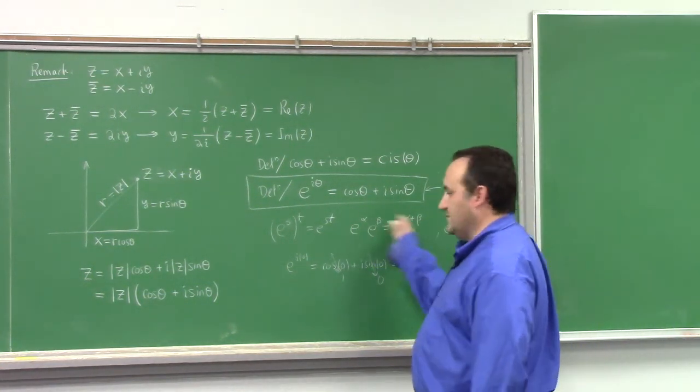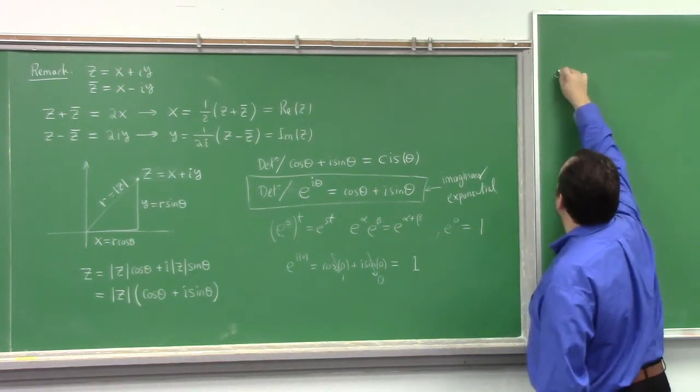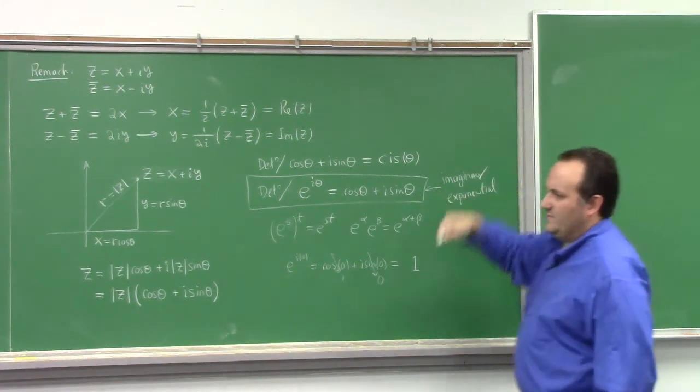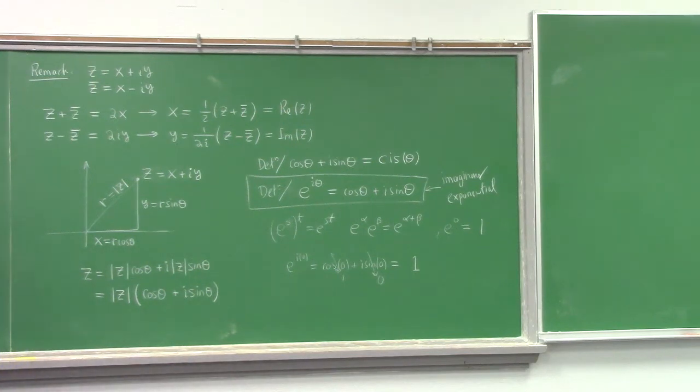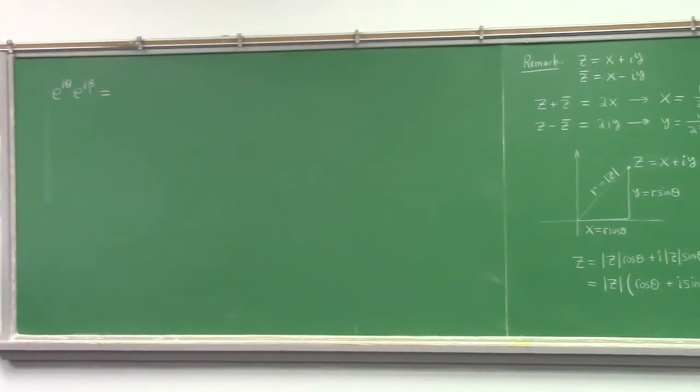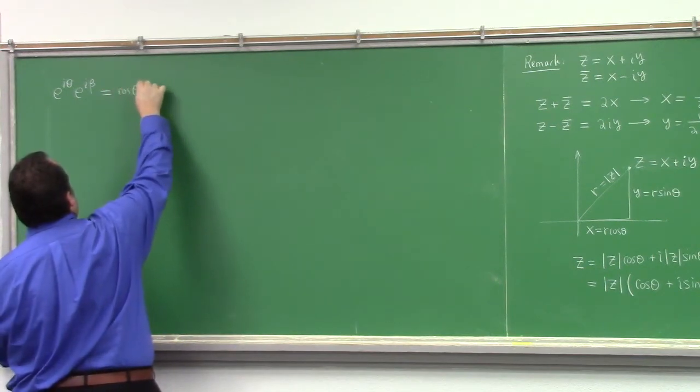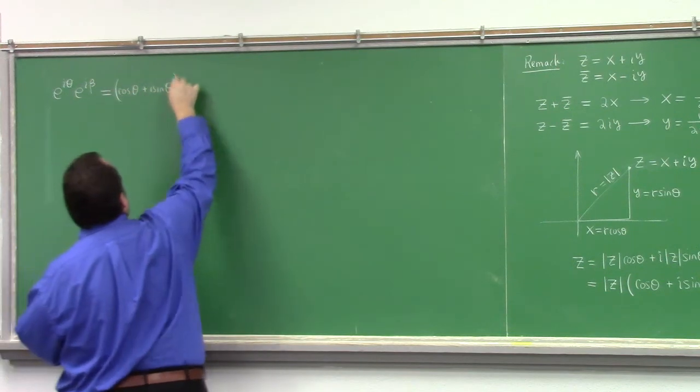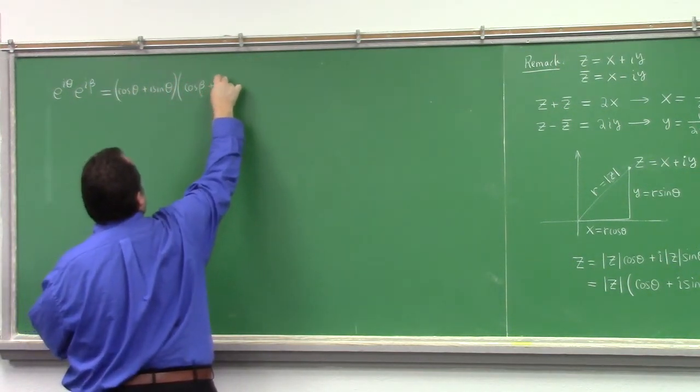Now, how about this one? How about this law of exponents? So let's try it. Let me write it where you can see it better over here. I keep working myself over to the corner. So we have, let's try e to the I theta times e to the I beta. Let's work that out. By definition, this is cosine theta plus I times the sine of theta, and this is cosine of beta plus I times the sine of beta.